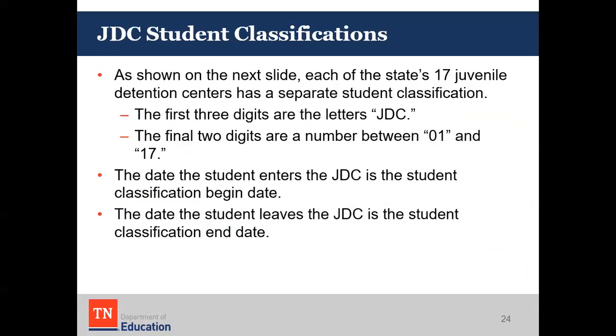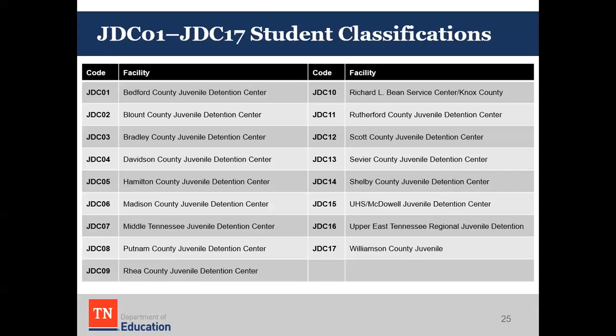As shown on the next slide, each of the state's 17 juvenile detention centers has a separate student classification. The first 3 digits are the letters JDC. The final 2 digits are the number between 1 and 17. The date the student enters the JDC is the student classification begin date, and the date the student leaves the JDC is the student classification end date. And here you see a list of all 17 JDC codes.